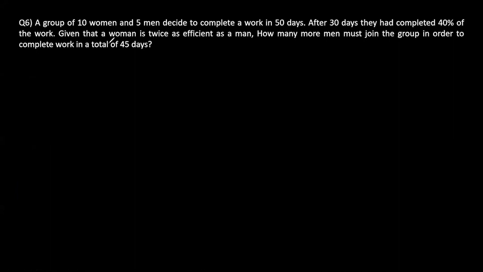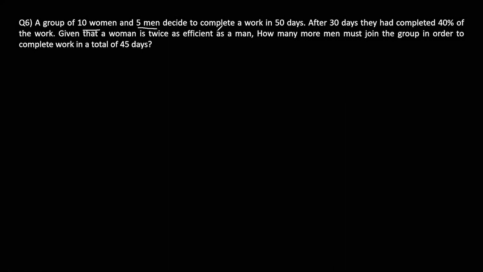Right, so let's have a look at this question. Question number 6. It says that a group of 10 men, 10 women, and 5 men decide to complete a work in 50 days. After 30 days, they had completed 40% of the work. Given that a woman is twice as efficient as a man, how many more men must join the group in order to complete the work in 45 days?